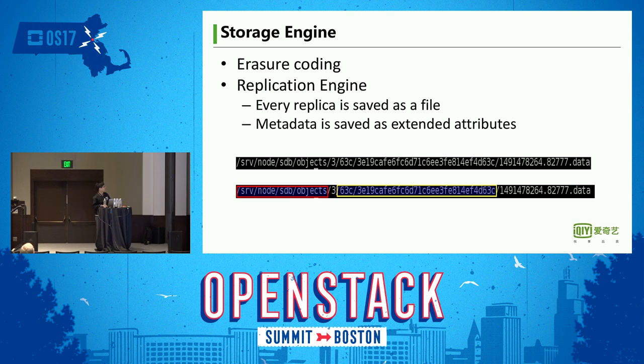Here's a simple example showing how a replica is organized in the file system. The red part is configurable, and the number 3 is the partition number. The yellow part is actually a two-level directory structure. The parent is the suffix of the hash, which is calculated from the object ID, namely the combination of the account, container, and object names. And finally, we can see that the data file is named with the timestamp.